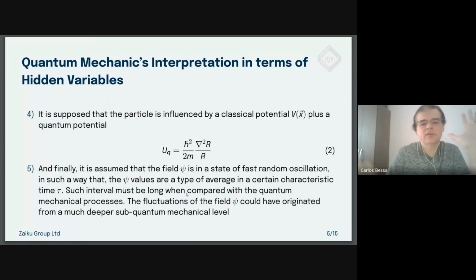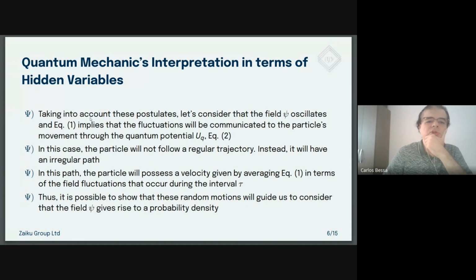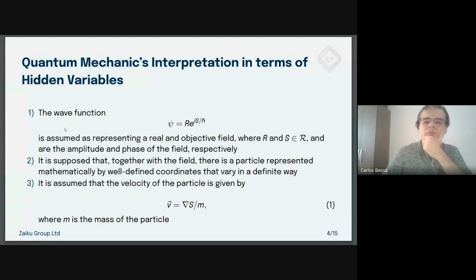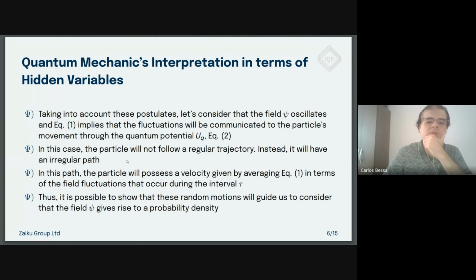So this has 5 postulates. Taking into account these postulates, let's consider that the field psi oscillates in equation 1, that's the equation for the velocity. This implies that the fluctuations will be communicated to the particle's movement through the quantum potential UQ, that's equation 2. In this case, the particle will not follow a regular trajectory. Instead, it will have an irregular path, and in this path the particle will possess a velocity given by averaging equation 1, the equation for the velocity, in terms of the field fluctuations that occur during the interval time.